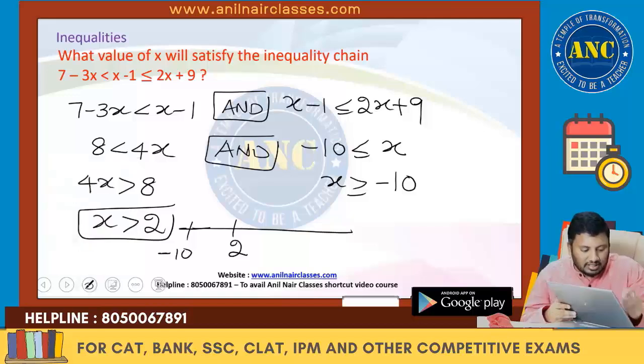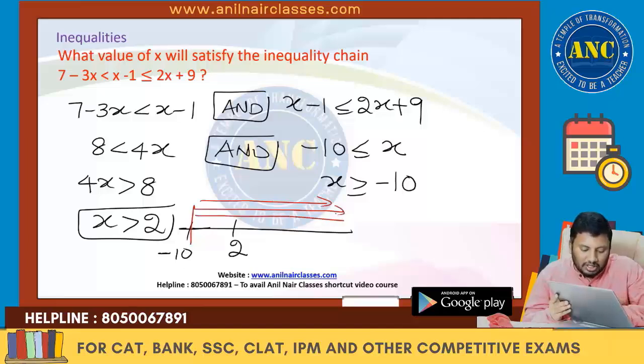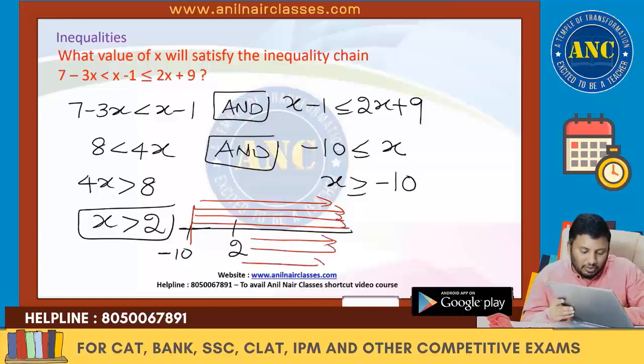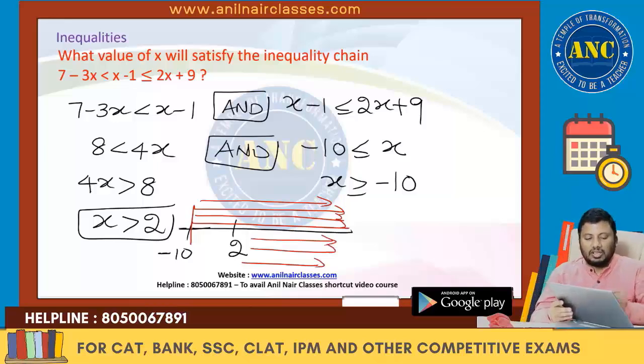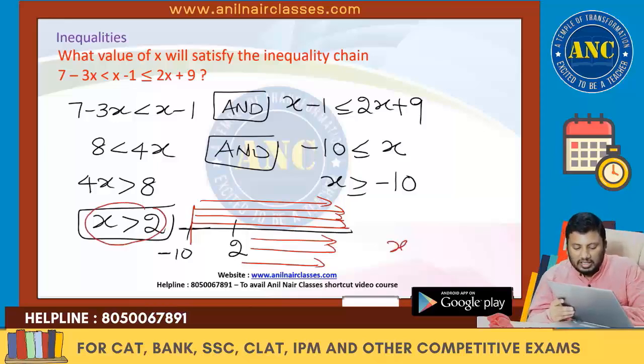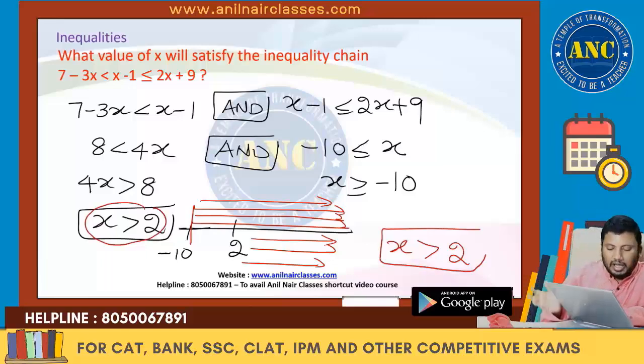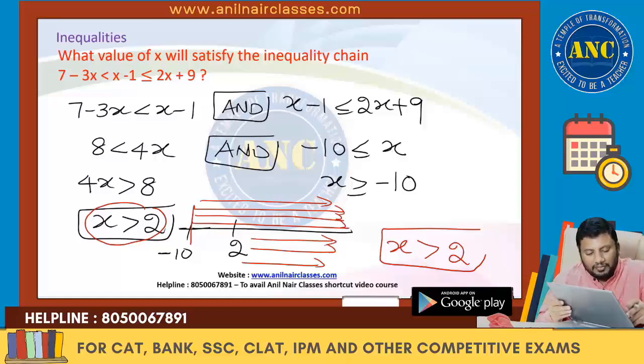So let us see. Anything greater than or equal to minus 10, greater than or equal to means anything to the right. So x is greater than 2, anything greater than 2. So what is the intersection? Intersection is x is greater than 2. I hope it is clear. It is an AND function. AND function means you have to take the parts which are present in both.